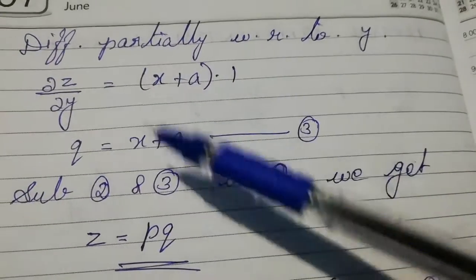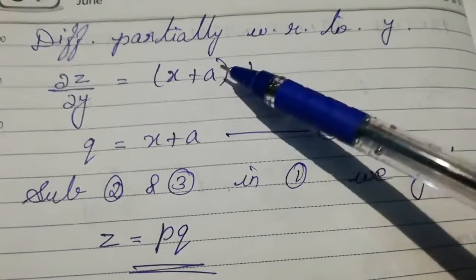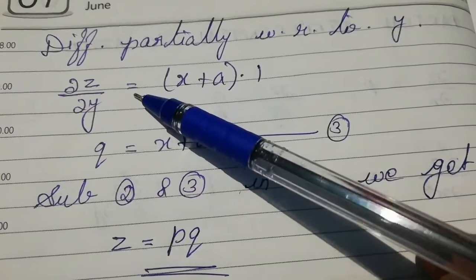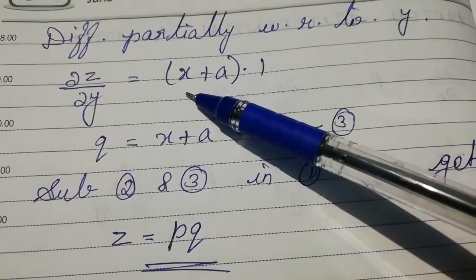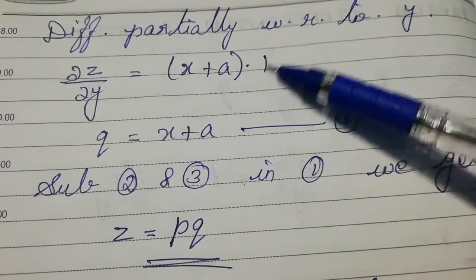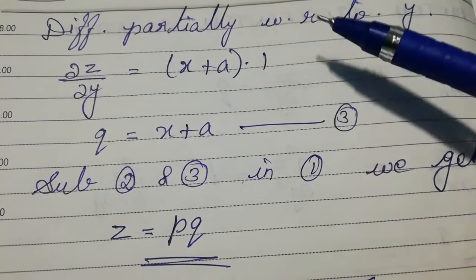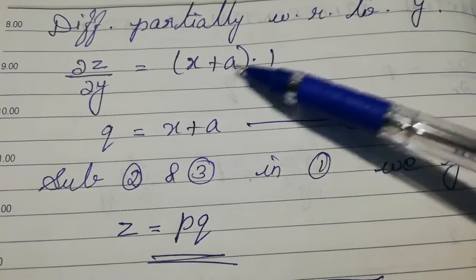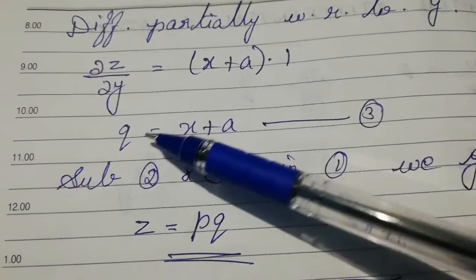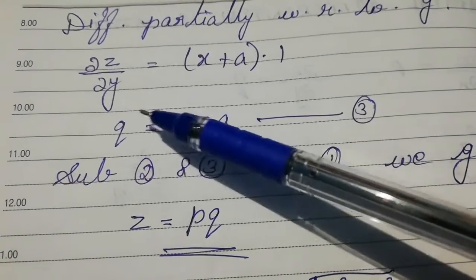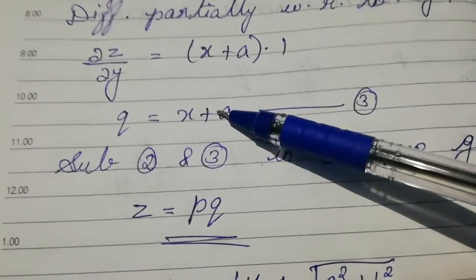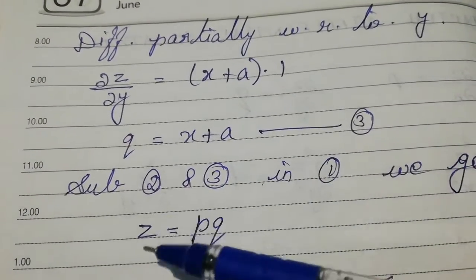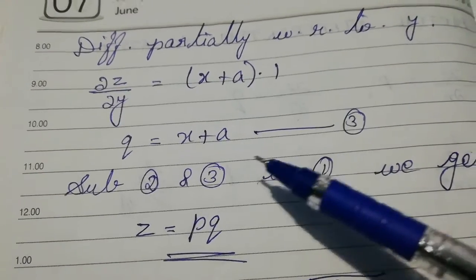Next, differentiate the first equation partially with respect to y. Dou z by dou y is equal to x plus a, which is constant, so we write x plus a into the differentiation of y plus b. B is constant, so its differentiation is 0. So 1 plus 0, that is x plus a into 1, that is x plus a. So q is equal to x plus a, this is equation 3. And equation 2 is p is equal to y plus b.